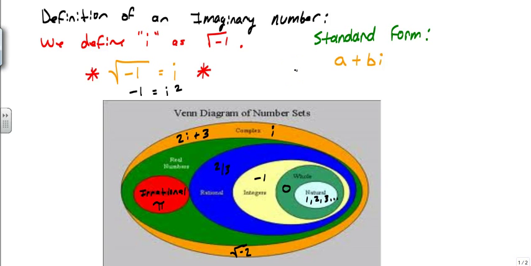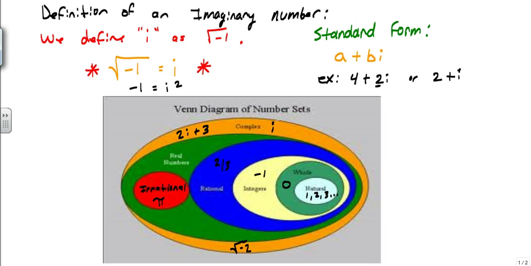Now, standard form of a complex number, you're always going to have the real part and then the imaginary part. An example of this would be 4 plus 2i, or 2 plus i, where you have the real number by itself, like 4 is a real number, 2 is a real number. And then you have the second part, the b. In this case, the b is 2. In this case, the b is 1. It's just implied there. And then you have the imaginary part attached to that. So now we have the imaginary part. We're good. We're going to move on.